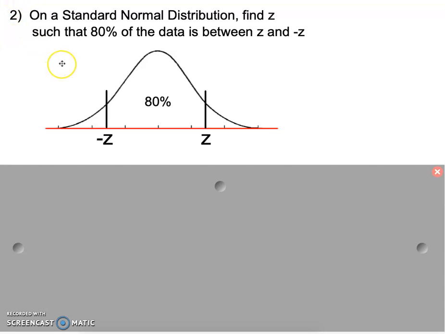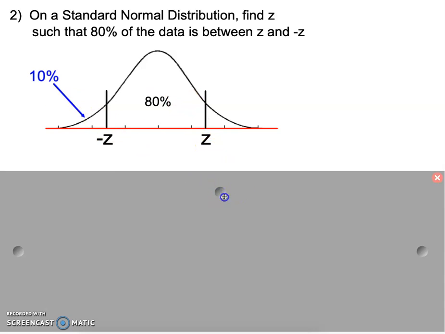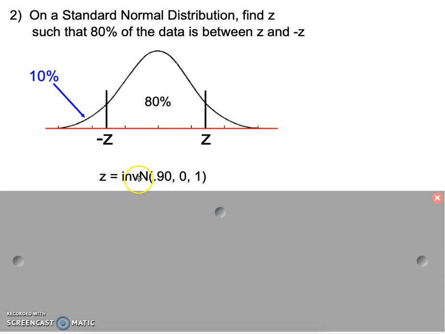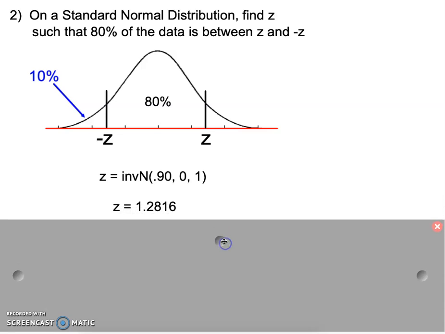Here's one way that students will often do it. 80%, symmetric, so it means I have 20% left, meaning each of these tails has to hold 10%. So now I know the percentile for z, 90%. Now I can do the calculation. Inverse normal, 90%, 0, 1. Why 0 and 1? The standard normal curve always has a mean of 0 and a standard deviation of 1. Look at the last thing from yesterday's notes to review that. Calculating that, you get 1.28.